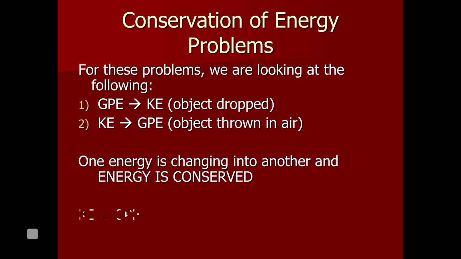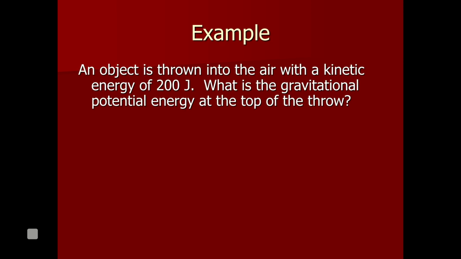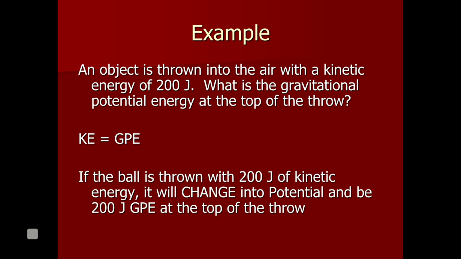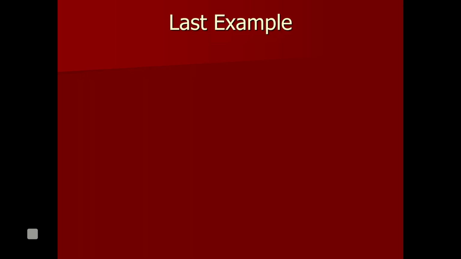So what can you tell me about these two energies? They're equal to each other. The initial kinetic energy that the object has when it's thrown equals the gravitational potential energy that it has at the top of the height. Vice versa, the GPE it has at the top of the shelf is equal to the kinetic energy it has on the ground. We did one problem already. An object is thrown into the air with a kinetic energy of 200 joules. What's the gravitational potential energy at the top of the throw? The answer would be 200 joules. They have to be equal.